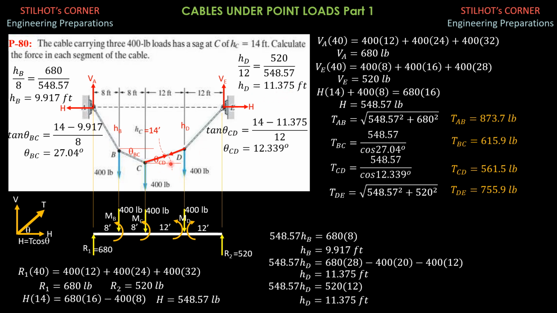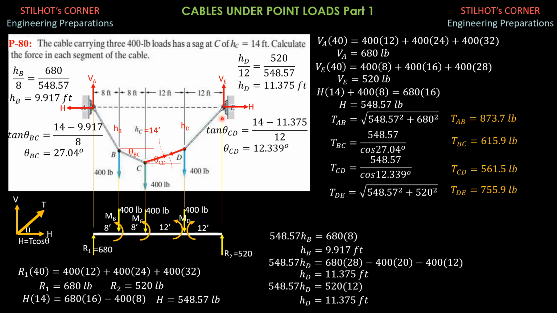Tangent of theta CD therefore is 14 feet minus HD 11.375 all over 12. So theta CD is 12.339 degrees. So tension in CD is H 548.57 over cosine of 12.339 degrees. So tension CD is 561.5 pounds.